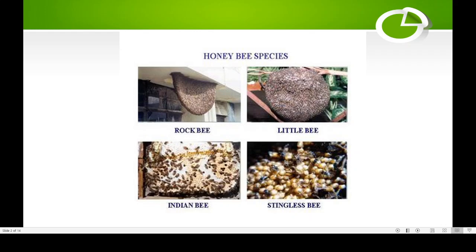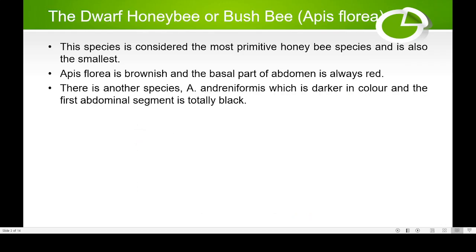So here you can see there are four different species of honeybee. That is the rock bee, the little bee, the Indian bee, and the stingless bee. These are the four different species of honeybee. So we have to see the features of these different types of honeybees. First we will take the rock bee. We have to know the scientific name of the rock bee.